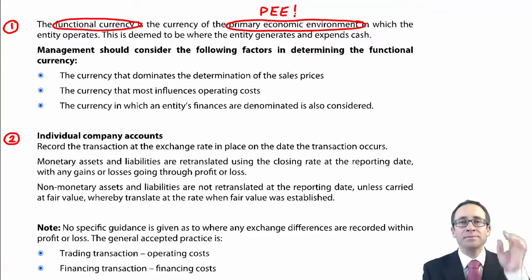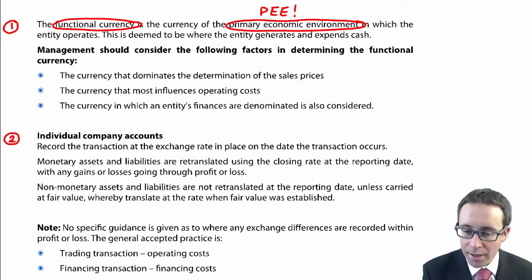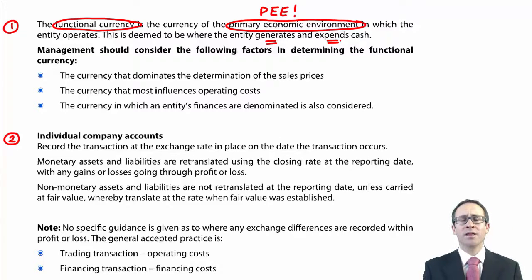It's the primary economic environment, and that essentially means where you generate and spend cash. That determines your primary economic environment. How do we generate the cash? So what are our sales in? How do we expend the cash? So what are expenses in?